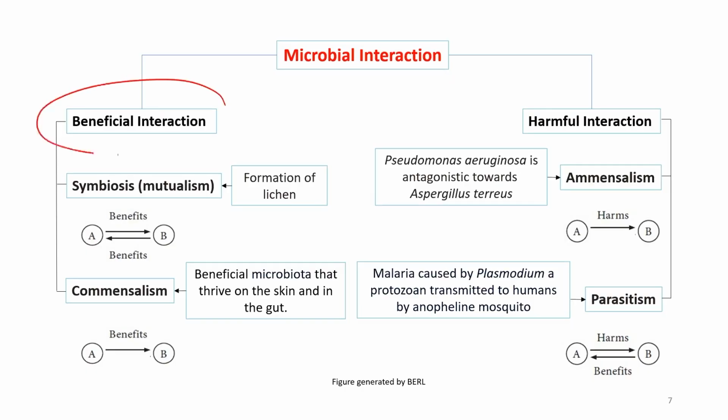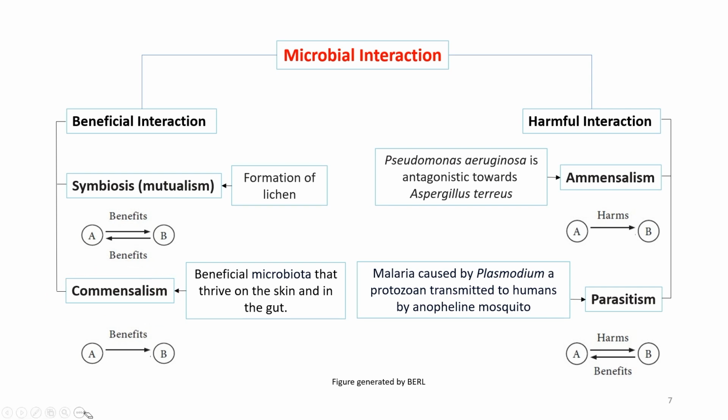How do microbes interact with one another? One type of interaction is the beneficial one, while the other is the harmful interaction. In beneficial interaction, they form a symbiotic relationship, which is called symbiosis or mutualism. Here microbe A and B, or organism A and B, benefit each other, as you can see by the two directional arrows here. And in certain cases this benefit is only one directional. So, A benefits B, but B does not benefit A. Such a relationship or interaction is known as commensalism.